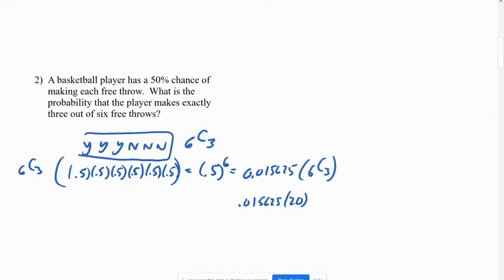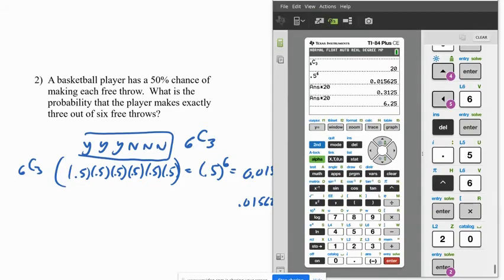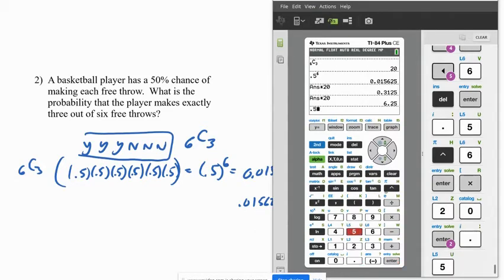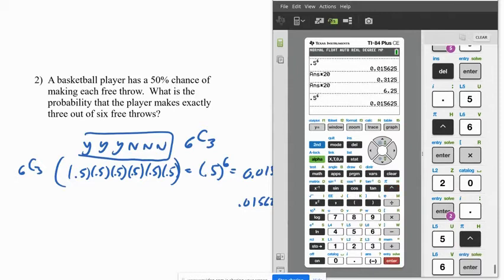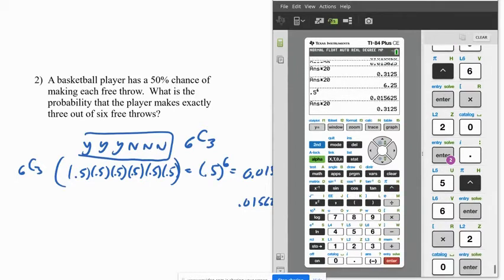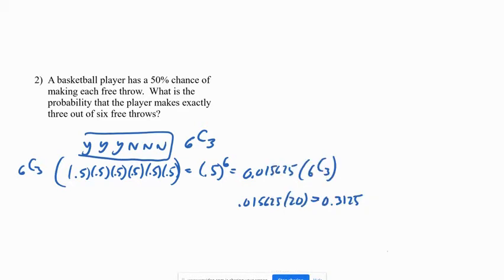That is actually 0.3125. So let's see, let's try that again. So if we take 0.5 to the sixth power and then multiply by 20, yes, 0.3125. So that's about 31.25%.